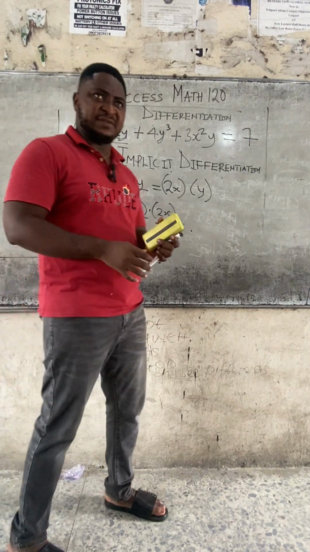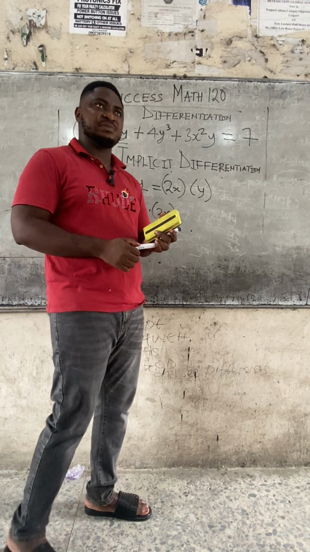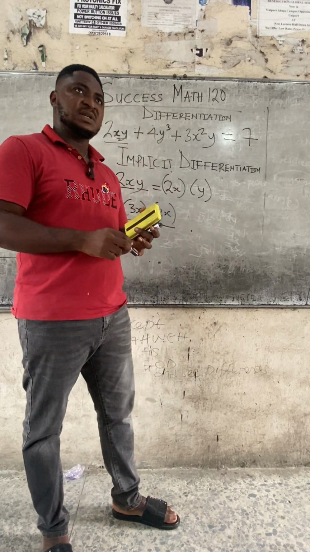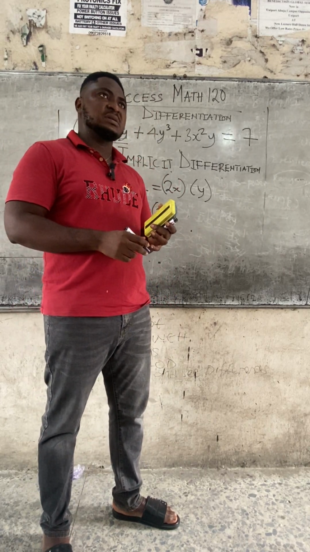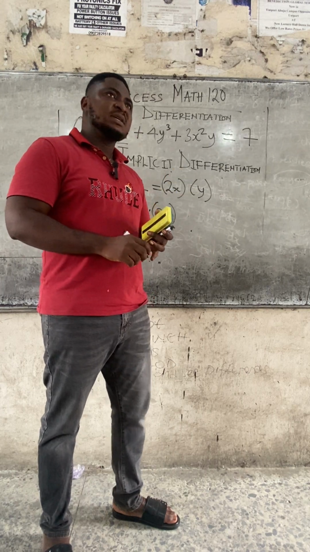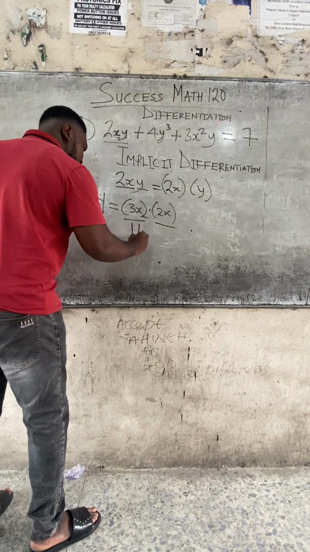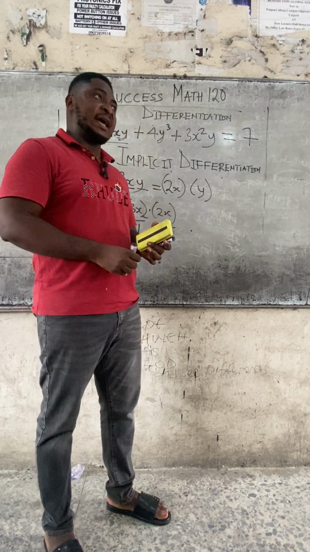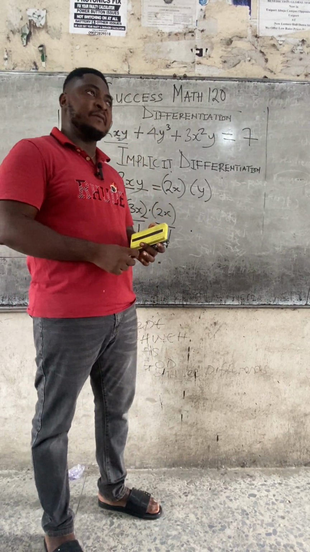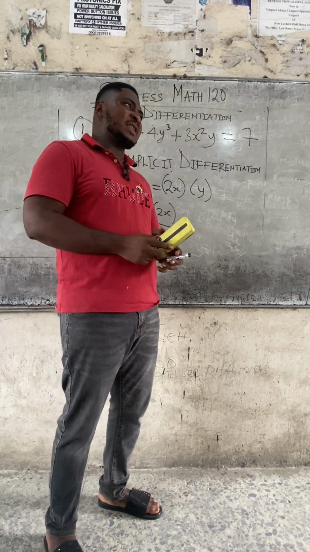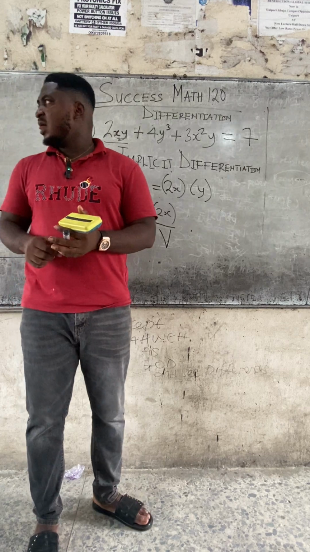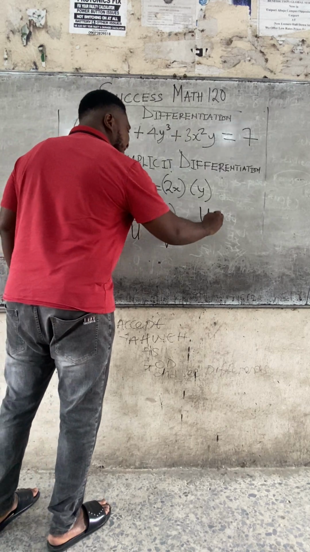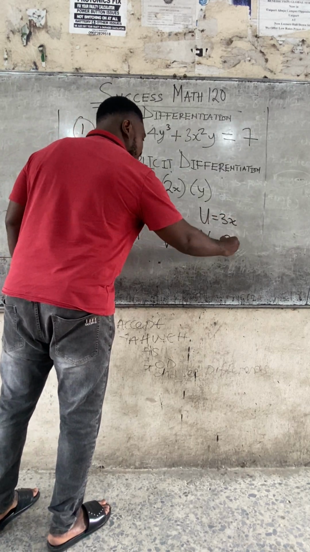Class, in the product rule of derivative, the first component is called u and the second component is called v. So class, my u is 3x and my v is 2x.